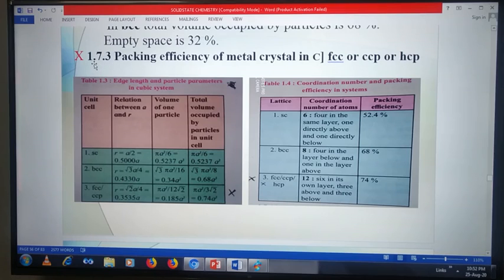state board guidelines, this topic 1.7.3, due to the corona effect, COVID-19 effect, is omitted from your syllabus for the academic year 2020-21. So for this year only, this topic is omitted from your syllabus. It is also easy to calculate the packing efficiency for the FCC as well as the CCP, just like the simple cubic and BCC. So the problems or whatever the relations regarding this FCC are omitted from your syllabus.